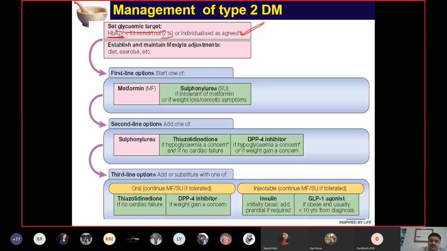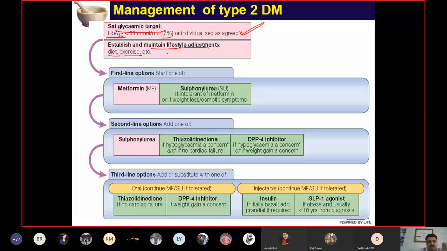Then to achieve this, you can ask the patient to modify the diet and exercise. Maintain lifestyle adjustment. So non-pharmacological measures you will start. If those non-pharmacological measures are sufficient, it is well and good. Just monitor the patient. If it is not sufficient, then you start with metformin. First line option is metformin.